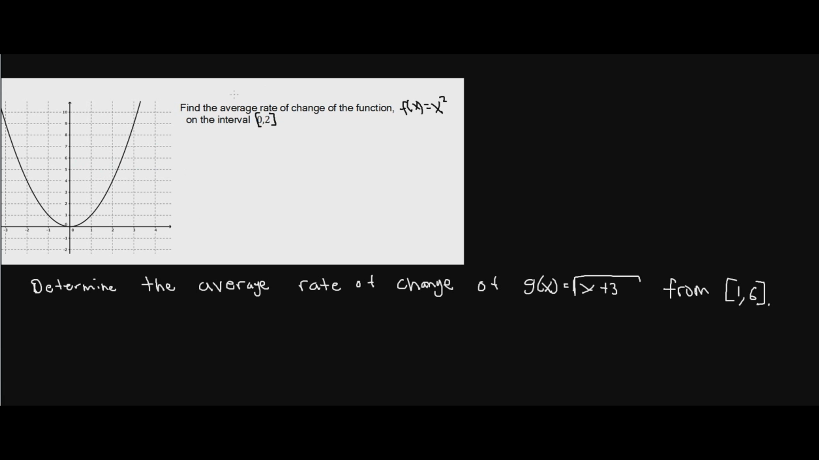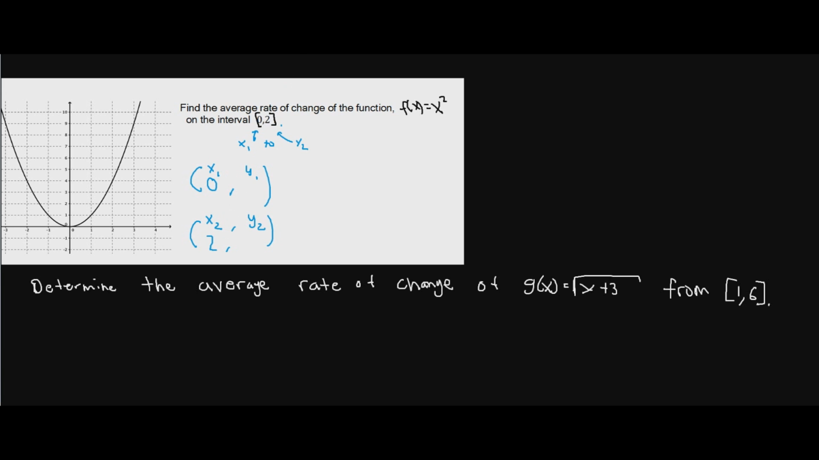But let's say I told you, find the average rate of change of the function f of x equals x squared on the interval [0, 2]. Whenever you see brackets like this, it tells me x1, x2. So first thing I need to do is translate this: x1, y1, and x2, y2. Well, my x1 is 0 and my x2 is 2.